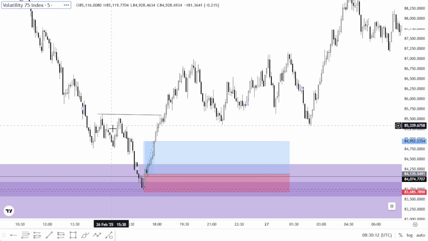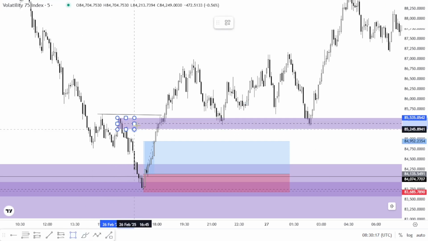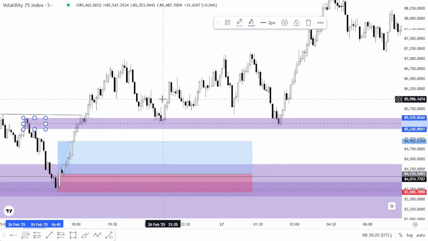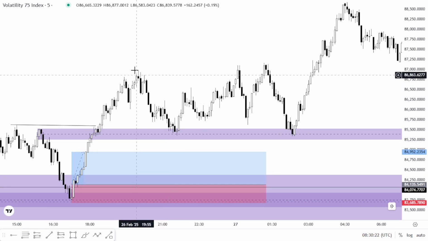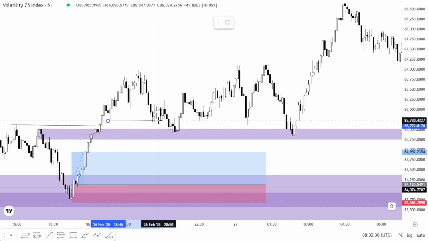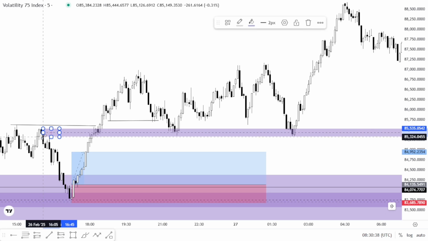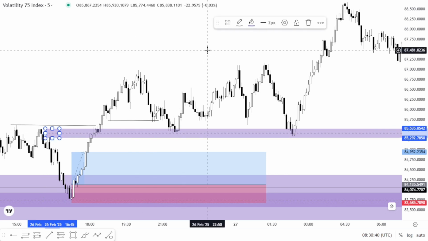So we have our breaker block. All right, so I think we're going to mark it. I think I prefer to mark it on the 15 minutes. All right, so now you see the market took out that liquidity. Here there's liquidity resting below this guy right there. So the market takes out that liquidity, taps into our breaker block, and then it pushes to the upside.